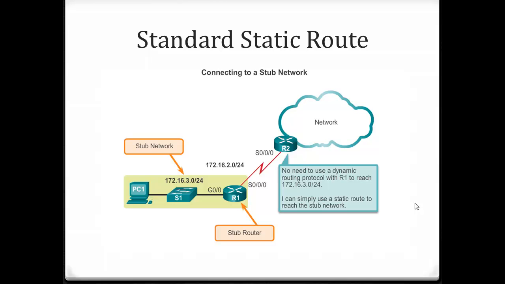So oftentimes we will see static routes set up on a stub router. So for R1, we would probably set up either a default route, which we'll talk about later, to get to R2 and that other network, or we could set up a standard static route to explicitly connect to that one specific network that it's connected to.